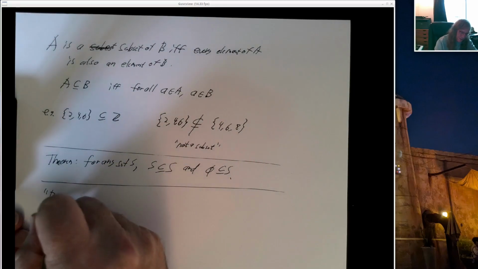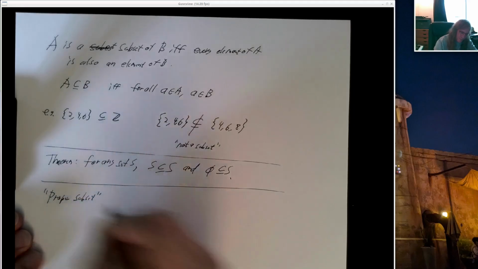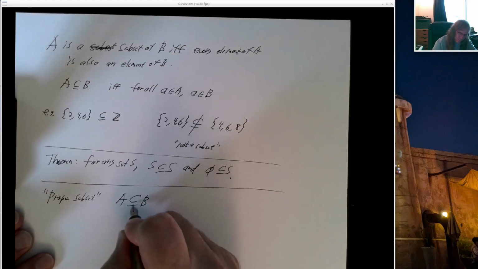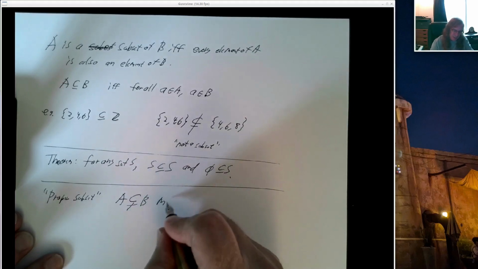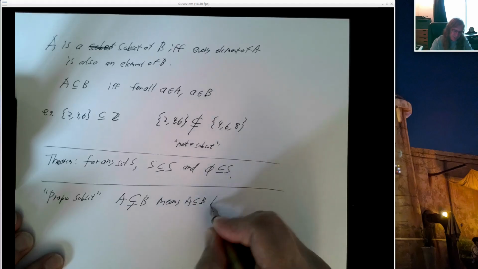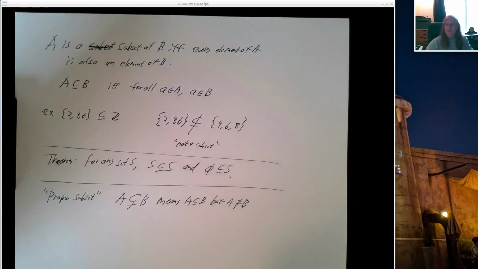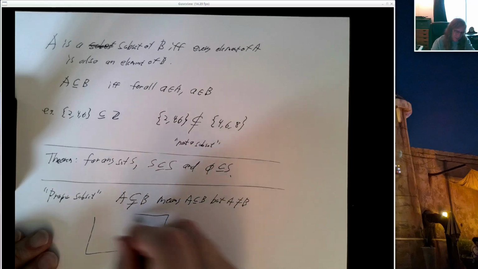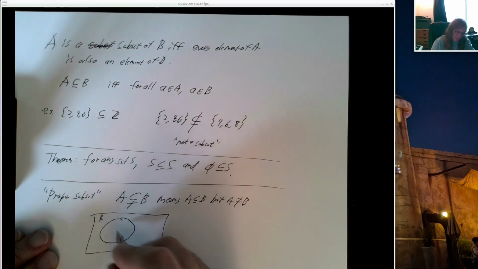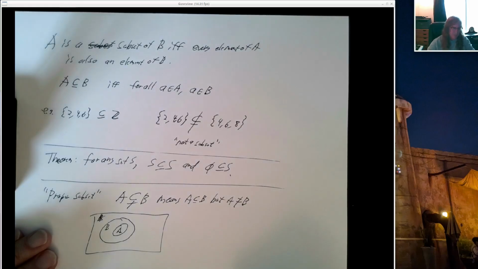Alright, so we have a definition that we call a proper subset. And we write this with the subset symbol, but with a little slash going through that horizontal bar. And this means A is a subset of B, but A is not exactly the same thing as B. Alright, so Venn diagram. This might be our set B. This might be our set A. Right, A would be a subset of B. B is also a subset of B, right? But it's not a proper subset because B is equal to B.